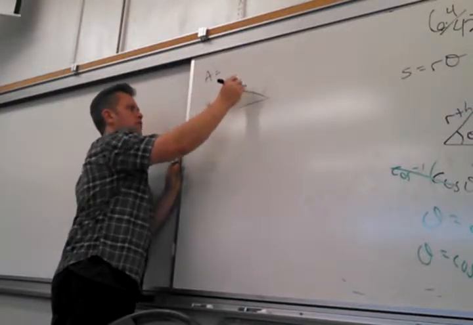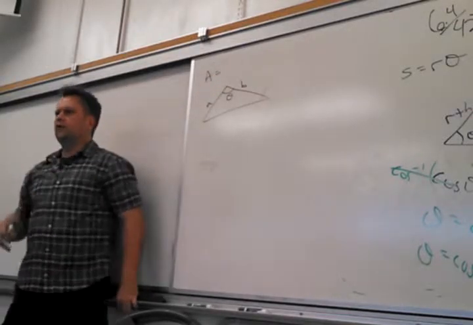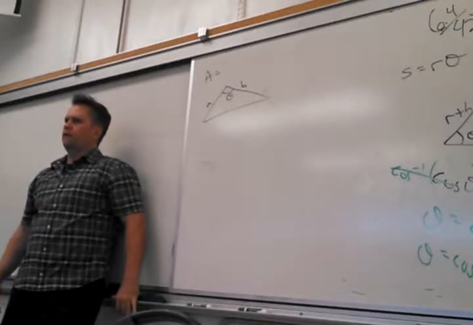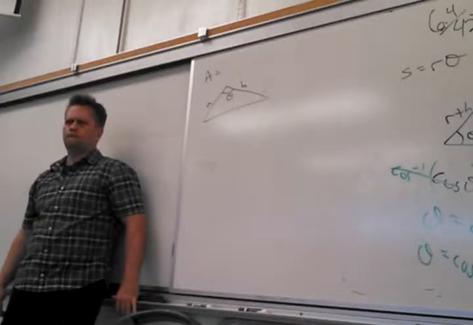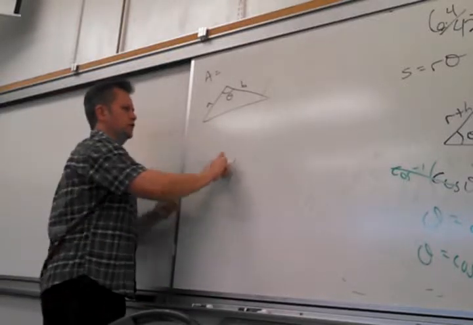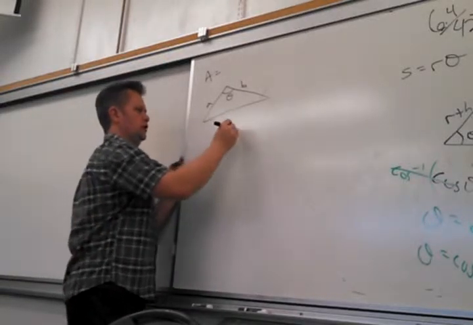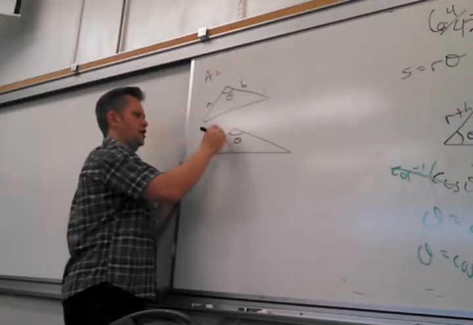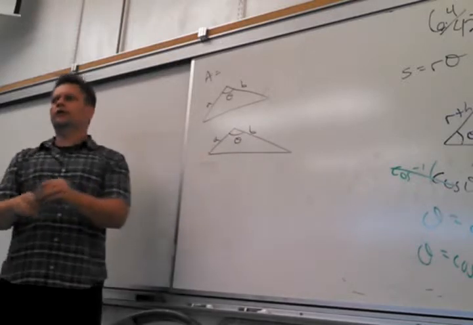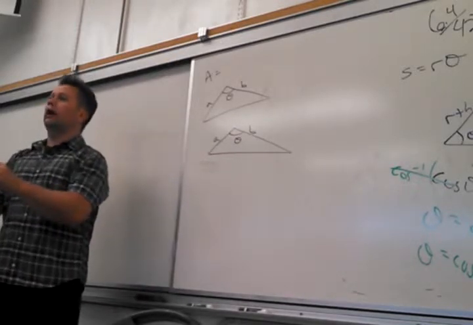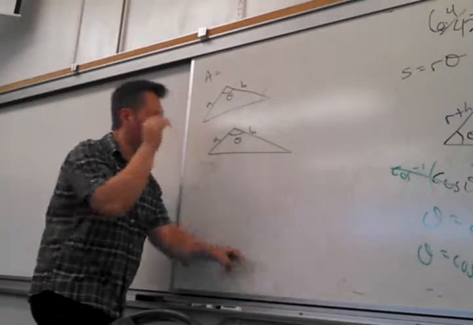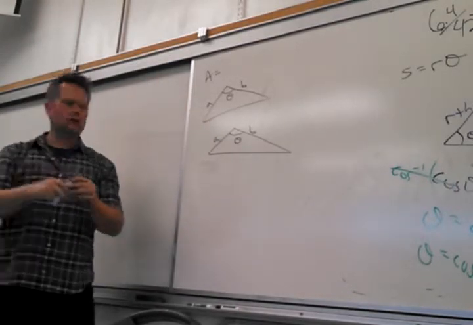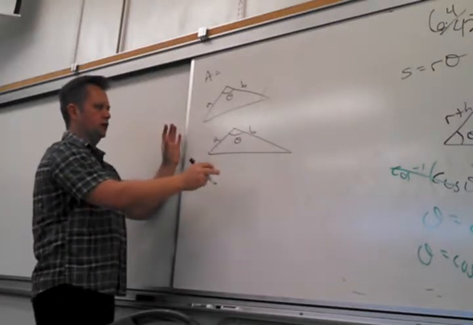This is A, this is B. I can't use 1/2 base times height because I don't know the height. All right, so let's just derive this. Nobody's read it, so we'll derive it. So here's theta, here's A, here's B, and I want to figure out the area of this thing. To derive the formula I want to use, I want to fall back on stuff we've done in the past. So let me redraw this a little bit better.